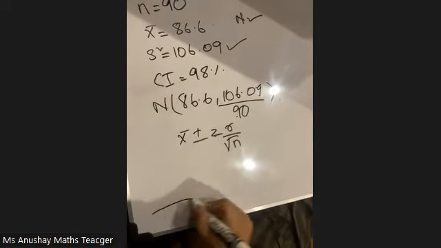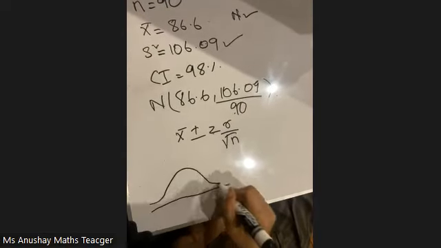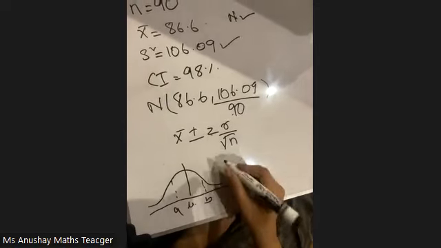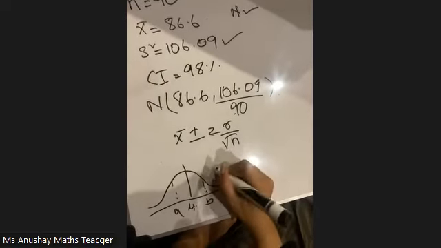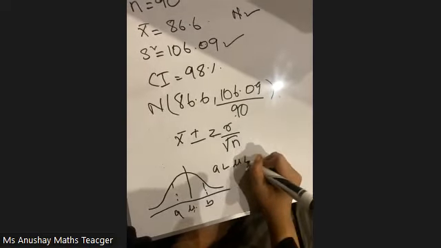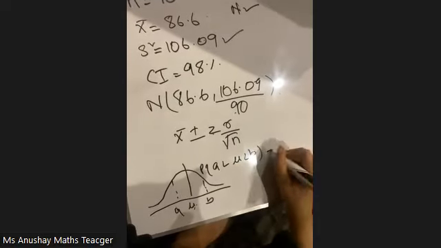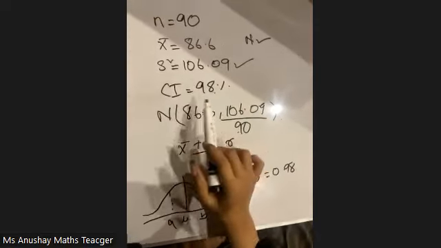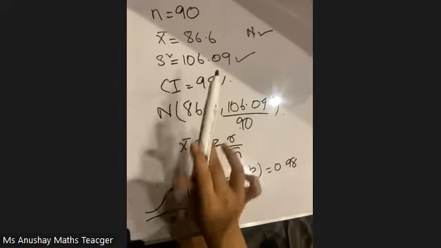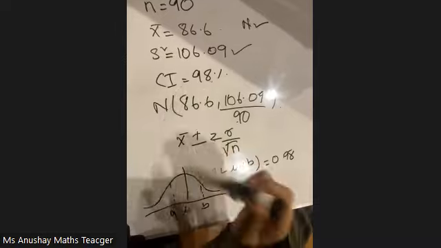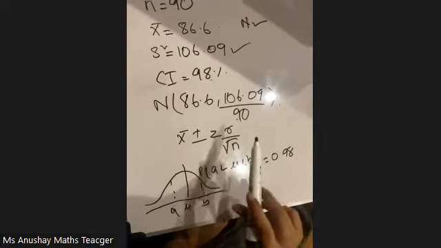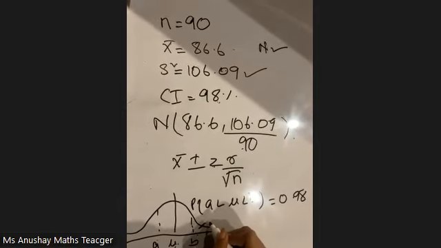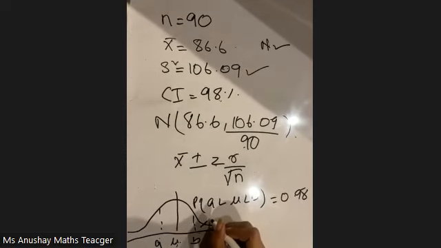To find z, you make the graph. You say this is A, this is B, and the middle is mu, this is 86.6. So you say mu falls between A and B. The probability for this is 0.98, which is 98% confidence interval. So they are basically saying we are 98% confident that mu falls between values A and B. So 98 divided by 2, so this would be what? 0.49, and the z value is going to be 2.06.